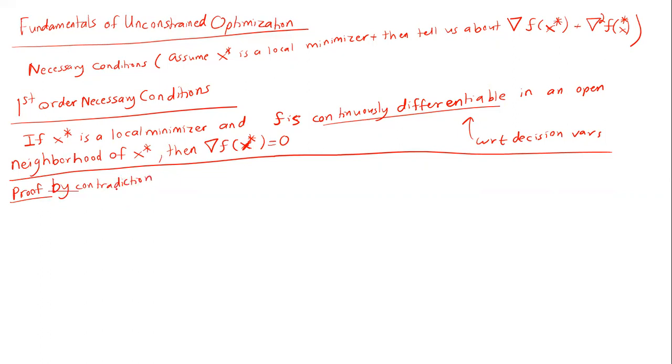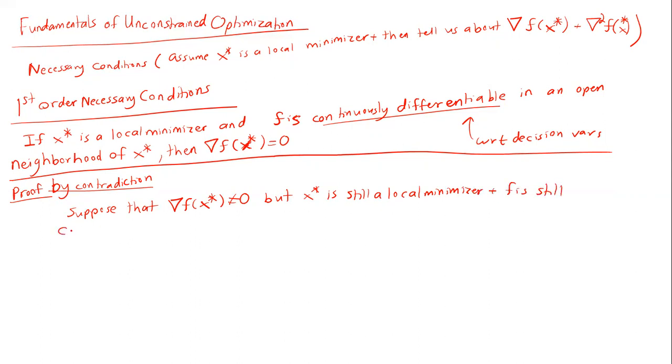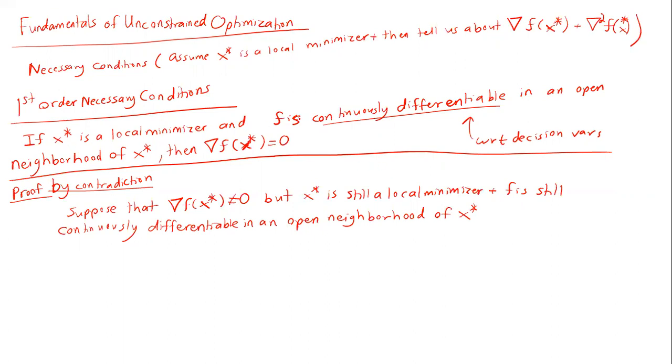And so it starts by saying, suppose that the del f of X star is not 0, but X star is still a local minimizer, and f is still continuously differentiable in an open neighborhood of X star. So you can see that this is the opposite. So this says if it's a local minimizer and f is continuously differentiable in the open neighborhood, then this gradient of f at the local minimizer is equal to 0.